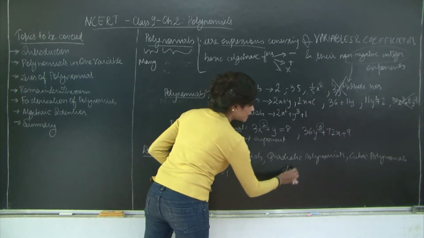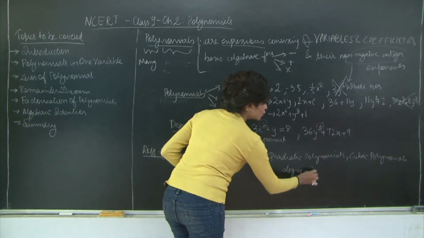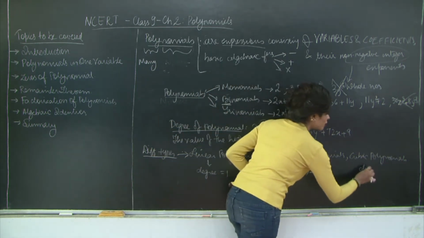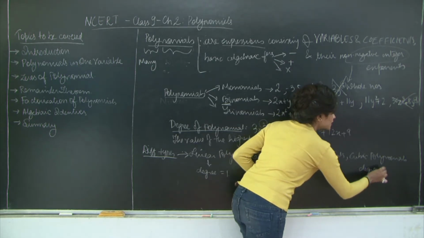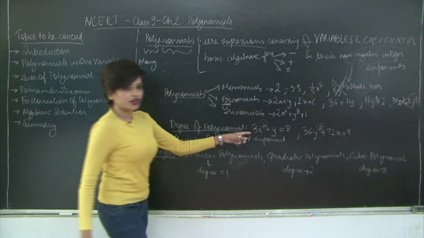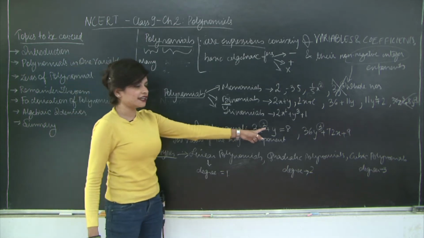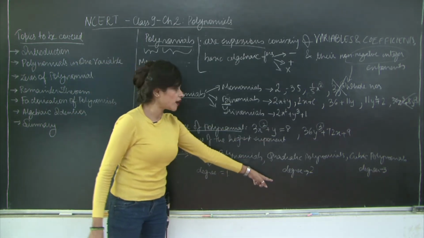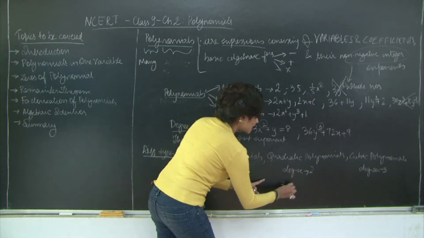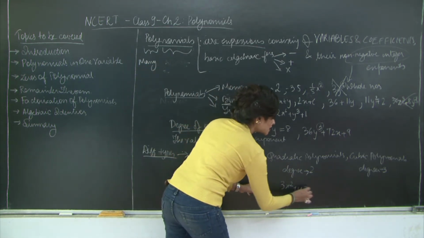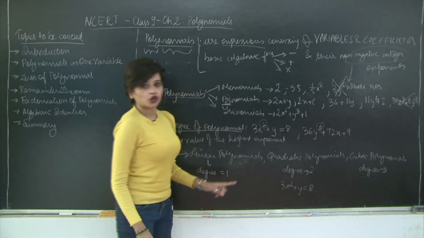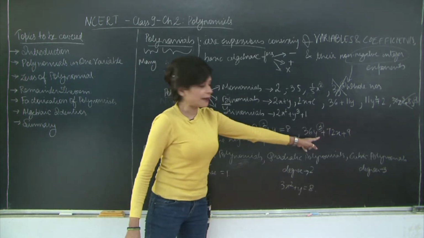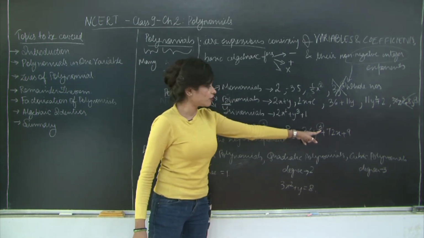A quadratic polynomial is one where the degree is 2, and a cubic polynomial is one where the degree is 3. So over here, what do you notice? The degree of this polynomial expression is 2. Therefore, it becomes a quadratic polynomial. So one example is 3x square plus y is equal to 8. For a cubic polynomial, an example is here because the degree of this polynomial is 3.